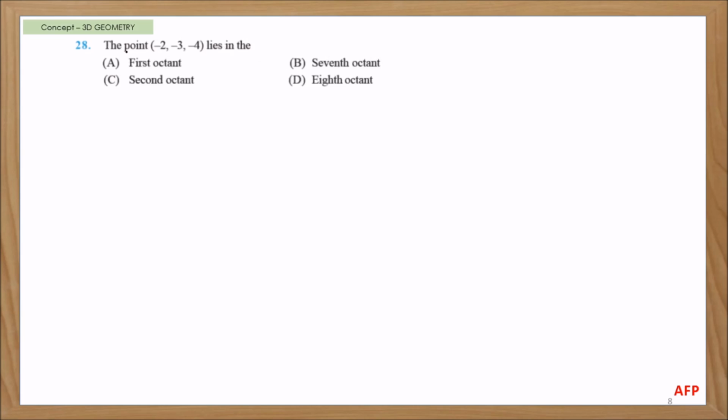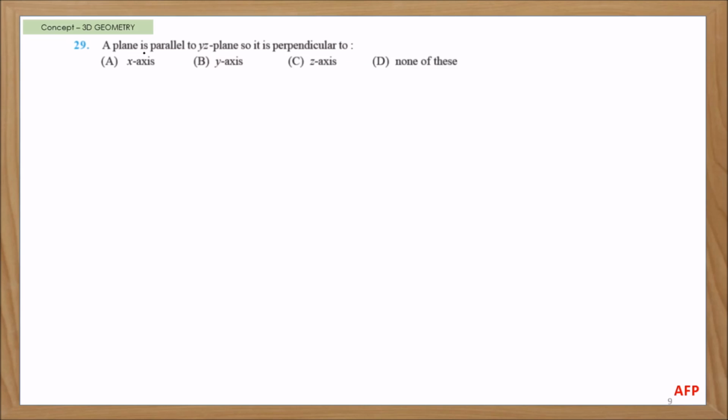Next, in which octant does the point lie? All are negative, and negative means the 7th octant. If all are positive, it is the first octant. Here all are negative, so the 7th octant. Next, a plane parallel to the xy plane and perpendicular. This is the coordinate system we have, x, y and z. A plane parallel to yz is this plane, and this plane is perpendicular to the x-axis. So the x-axis is the correct answer, option E.